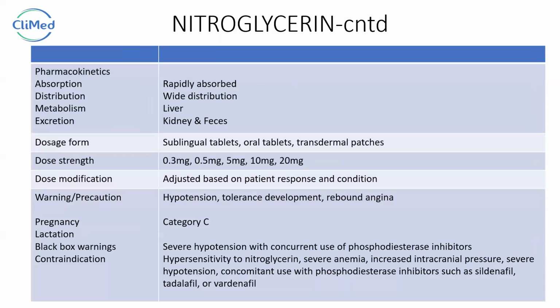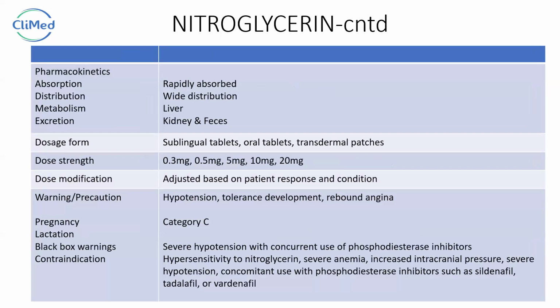Pharmacokinetics. The drug is rapidly absorbed. It has wide distribution, metabolized in liver, excreted in kidney and feces. Available dosage forms include sublingual tablets, oral tablets, transdermal patches. Dose strength 0.3 mg, 0.5 mg, 5 mg, 10 mg, and 20 mg.